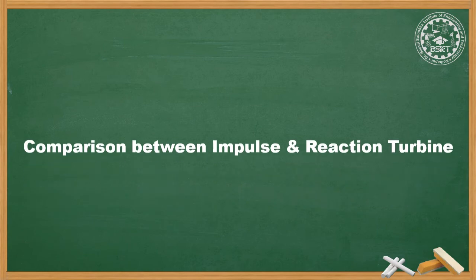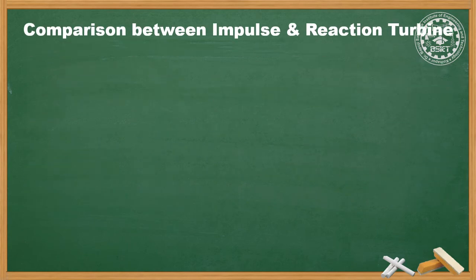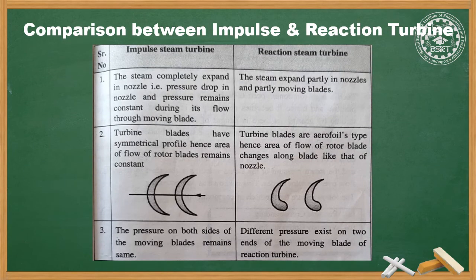Comparison between the impulse turbine and the reaction turbine. Below are the points for comparison between impulse turbine and reaction turbine. In impulse turbine, the steam completely expands in a nozzle, that is, pressure drops in the nozzle and pressure remains constant during its flow through the moving blade. Whereas in reaction turbine, the steam expands partly in a nozzle and partly in the moving blades.